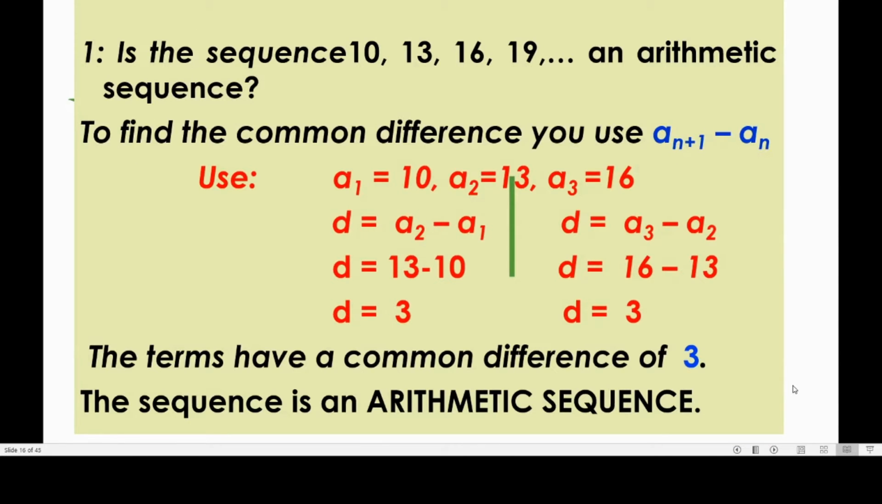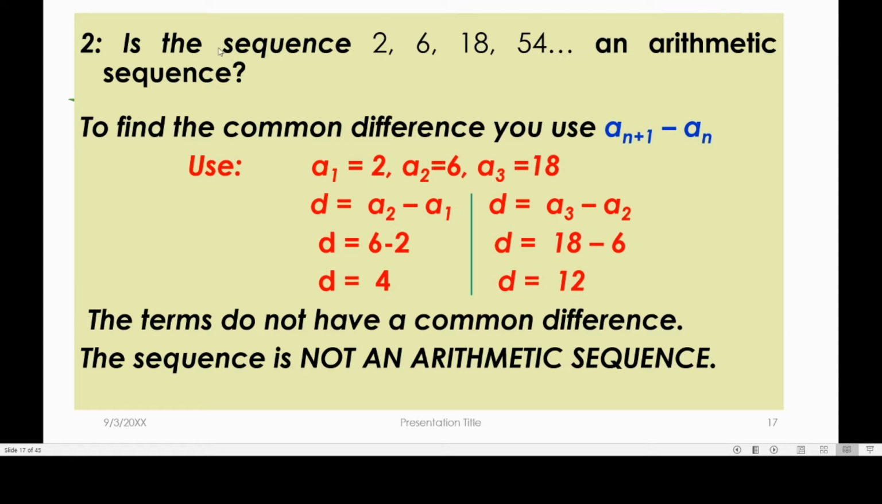Let's have the first example. Is the sequence 10, 13, 16, 19, and so on an arithmetic sequence? To find the common difference, we are going to compare the differences of three terms. We're going to use first term 10, second term 13, third term 16. a sub 2 minus a sub 1 is equal to 13 minus 10, which is 3. a sub 3 minus a sub 2, 16 minus 13 equals 3. The terms have a common difference, which is 3. Therefore, the sequence is an arithmetic sequence.